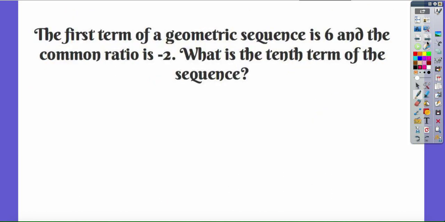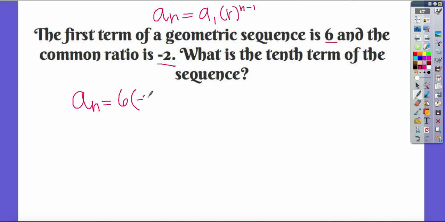So the first term of a geometric sequence is 6, and the common ratio is -2. What is the 10th term of the sequence? So this is a geometric sequence. We're going to use the explicit formula: a sub n equals a sub 1 times r to the n minus 1. They tell us the first number and they tell us the common ratio. So to fill in the formula, a sub n equals 6 times -2 to the n minus 1 power.